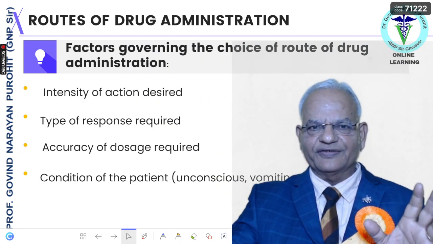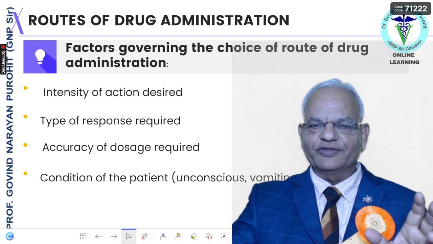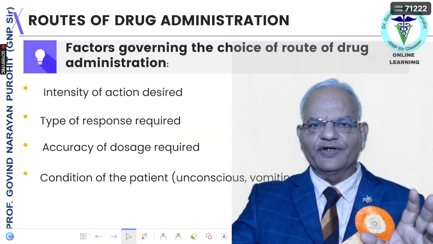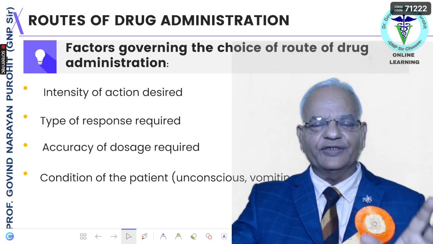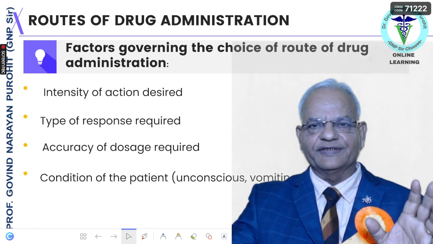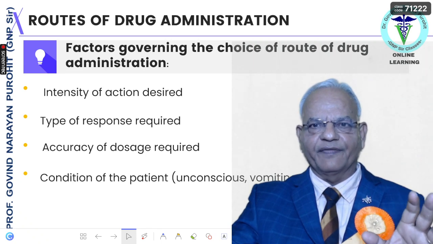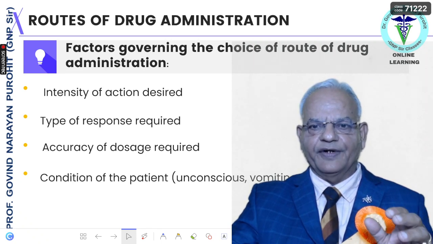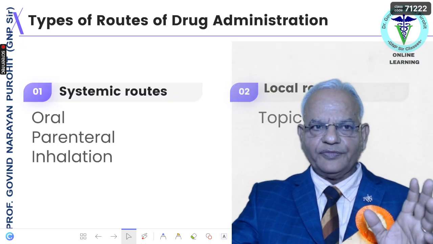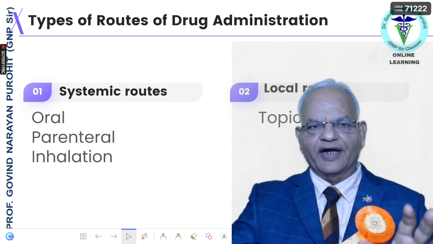Then the intensity of action desired, the type of response desired, the accuracy of the dosage desired, and the condition of the patient. If the condition of the patient is serious, you will always require intravenous administration. So here are the routes of drug administration.